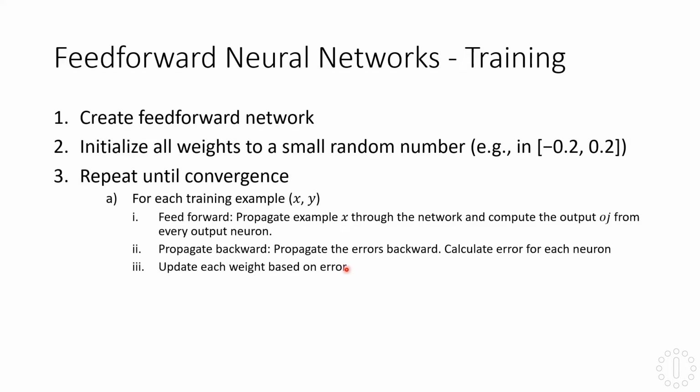Or we can also say that if we don't find some type of convergence, so if the network can't achieve the lack of change that we want to have, then we want to stop after, for example, some given number of passes of the training set.